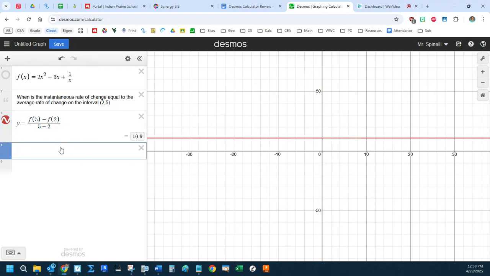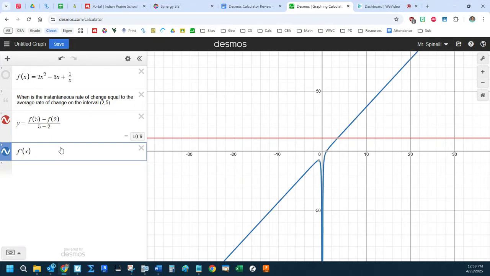How do I calculate my instantaneous rate of change? I have to find the derivative. So if I graph the derivative, now I want to see where this intersects the average rate of change on that interval of 10.9.